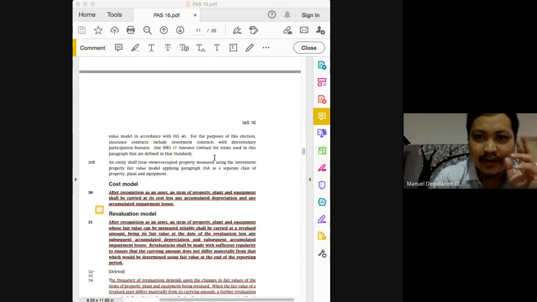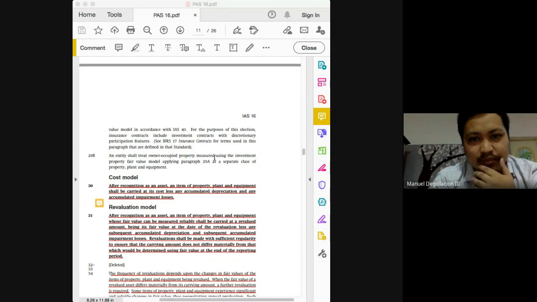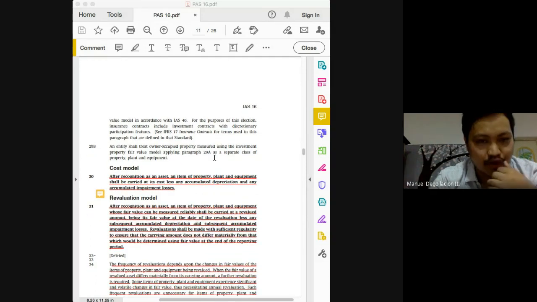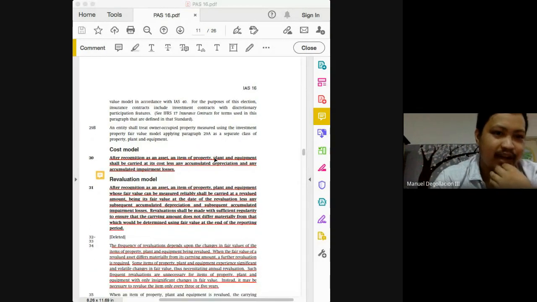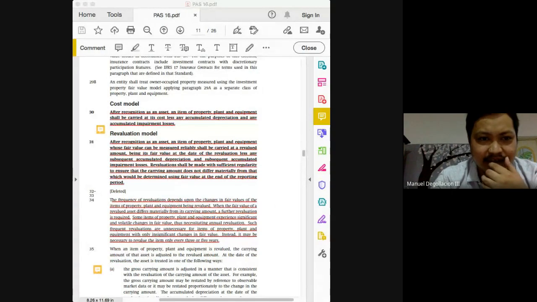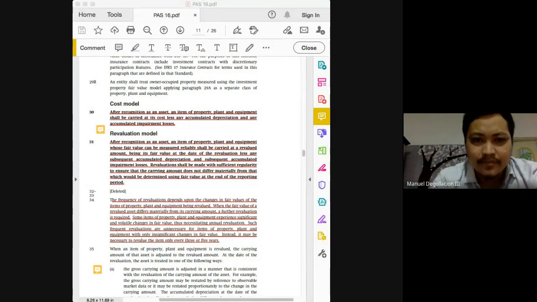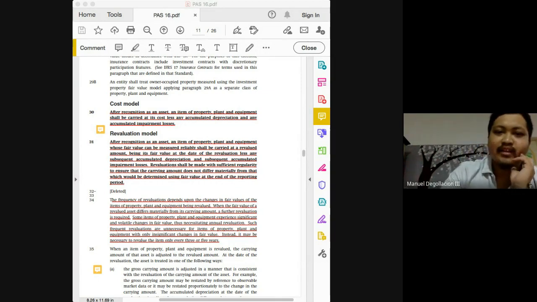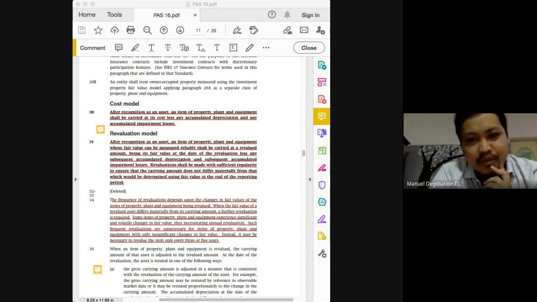Okay. So again, two very important takeaways lang class. Initial measurement, cost. Subsequent measurement, cost model or revaluation model. So it would logically follow class, the next question you should ask is, what then do we do if we adopt the cost model, if the accounting policy is the cost model? So basically, that is answered by paragraph 30. After recognition of an asset, meaning after initial recognition, an item of PPE, an item of property, plant, and equipment shall be carried at its cost, less any accumulated depreciation and any accumulated impairment losses.